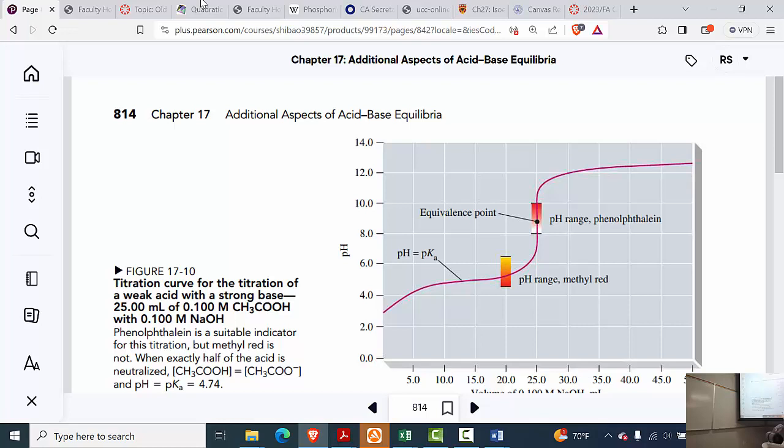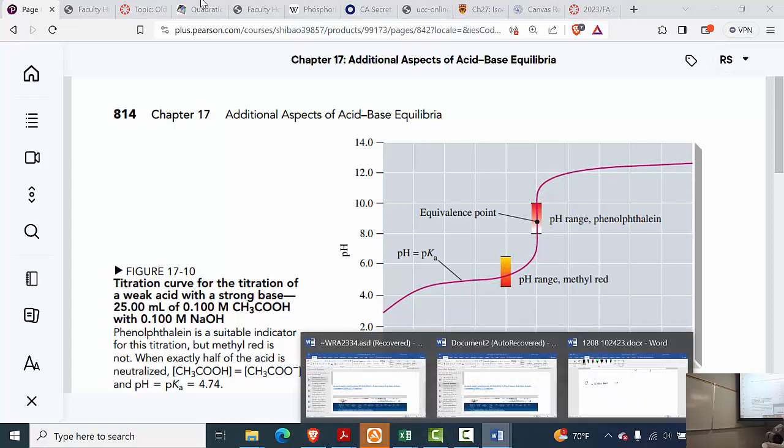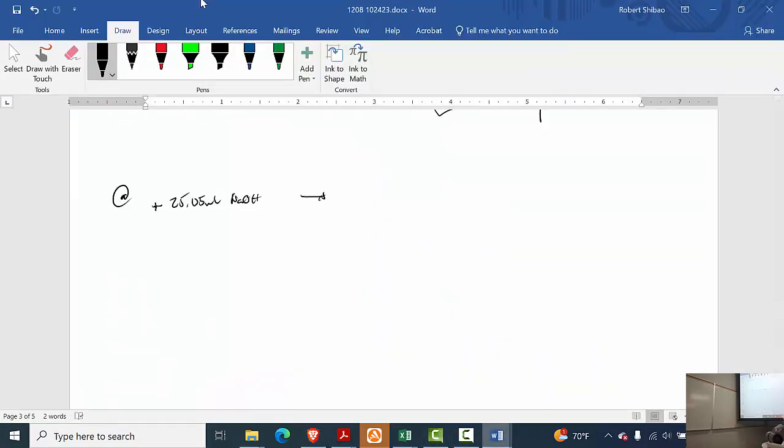So let's go ahead and calculate what the pH is going to be. And so let's say you overshot your titration by one drop. Where is the pH now, if you were trying for the equivalence point? And so the total reaction mixture is going to be 25 plus 25.05, which is going to give us 50.05 milliliters.